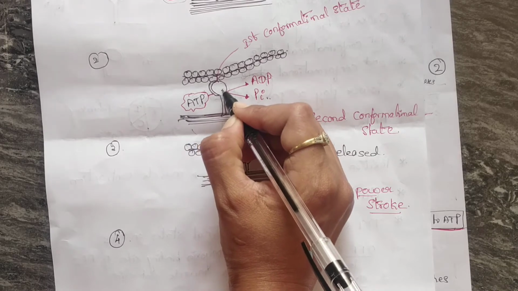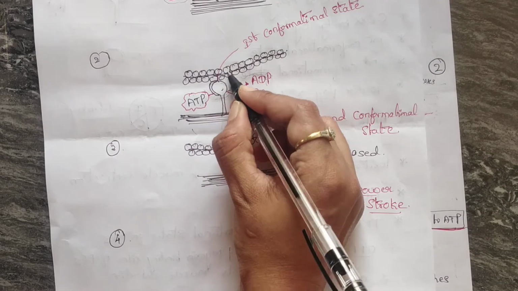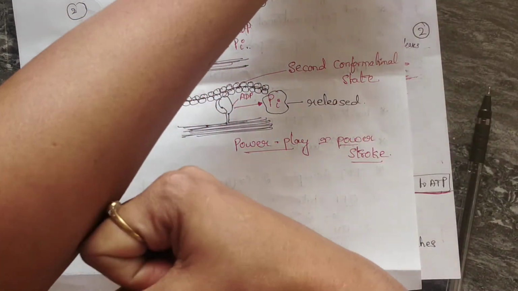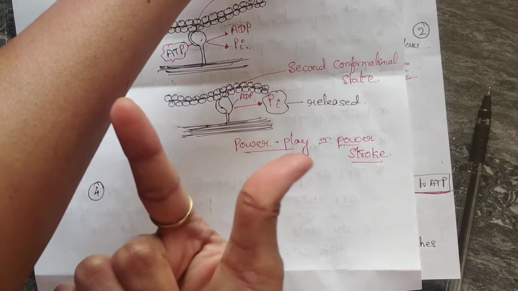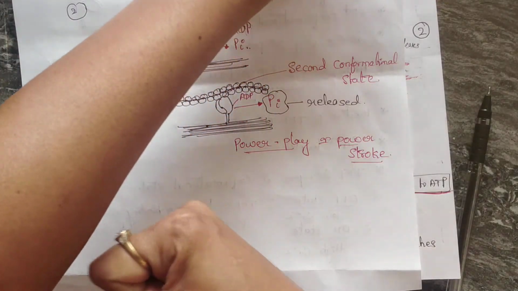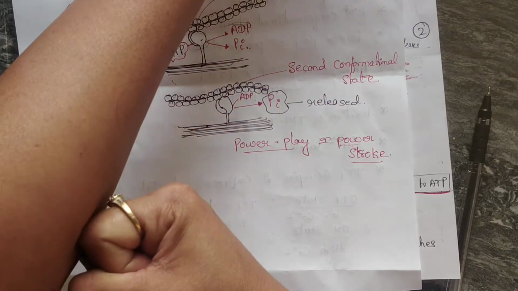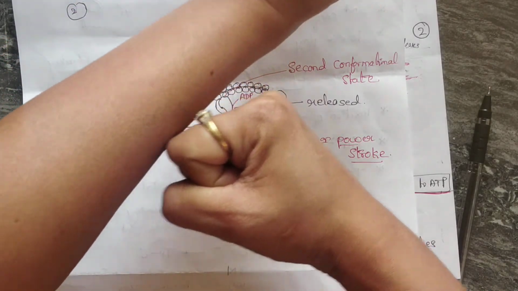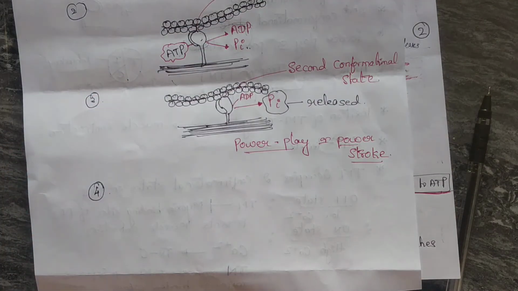Due to the conformational change, the myosin head rebinds the actin filament at a different site. Think this is the first conformational state. When ATP is hydrolyzed into ADP and inorganic phosphate, it brings a change in the myosin head. So it will detach from the first conformational state and bind to another place. This is called the second conformational state.